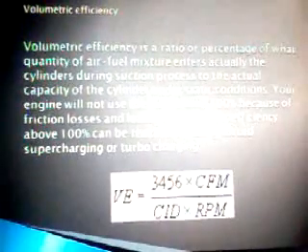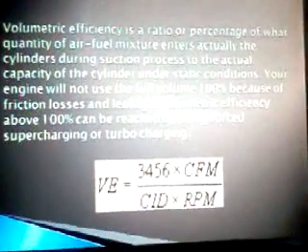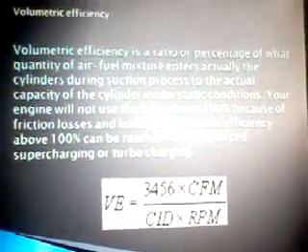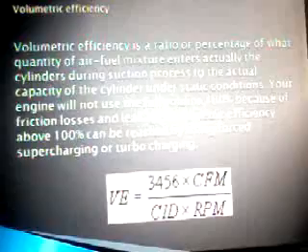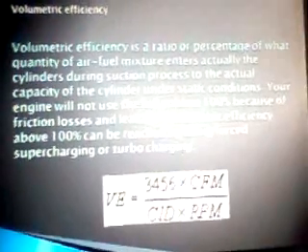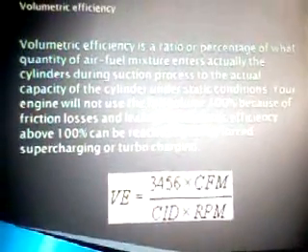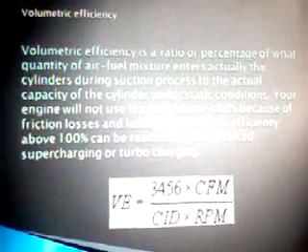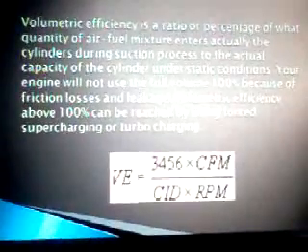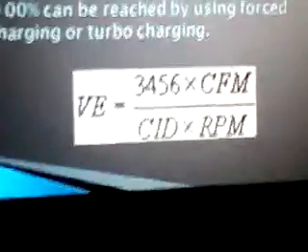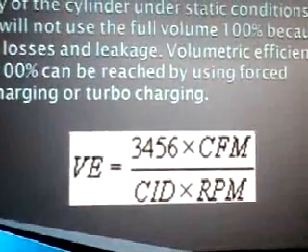Volumetric efficiency. This is an important parameter which has been used in this project. Volumetric efficiency is a ratio or percentage of what quantity of air-fuel mixture actually enters the cylinder during the suction process to the actual capacity of the cylinder under static conditions. Your engine will not use the full volume, 100%, because of friction losses and leakage. Volumetric efficiency above 100% can be reached by using forced supercharging or turbocharging. This is the formula for volumetric efficiency: 3456 times cubic feet per minute divided by cubic inches displacement times RPM.